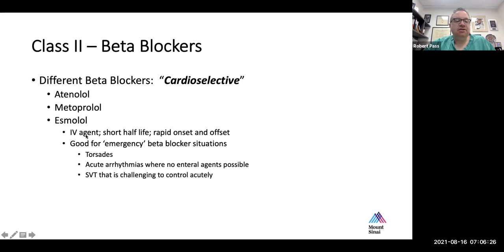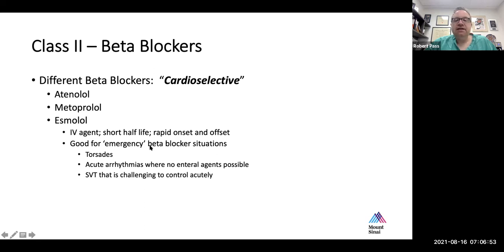Esmolol, as you know, is an IV agent, probably the only one of all of these agents that should be used IV. I would not use propranolol IV. I've seen many dosing errors that can be very life-threatening. Esmolol has a very short half-life, rapid onset and offset for that reason, and you can titrate the dose up. You can see the effect within minutes of starting this agent.